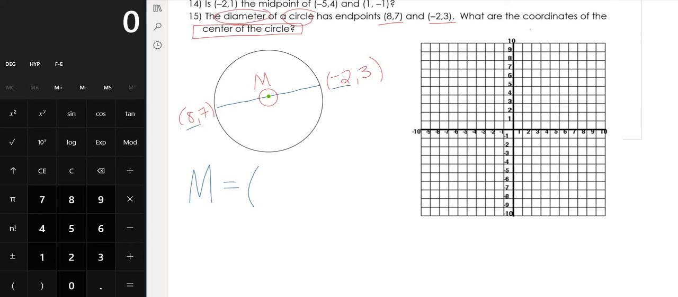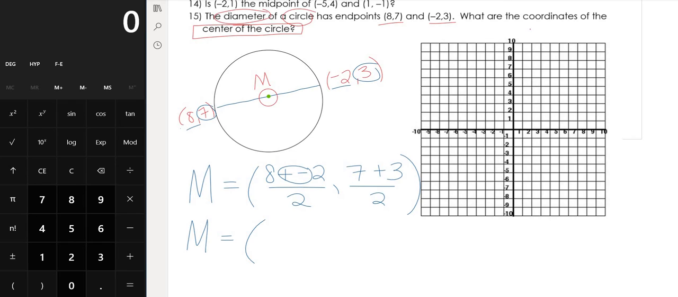So 8 and negative 2. 8 plus negative 2 divided by 2. Same thing with the y's. 7 and 3. 7 plus 3 divided by 2. Okay, so 8 plus negative 2. The plus and minus makes a minus. 8 minus 2, 6, all over 2. 7 plus 3 is 10, over 2.